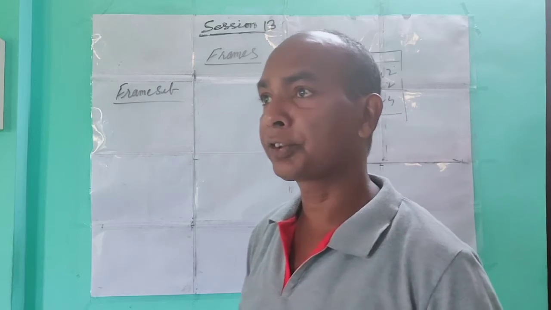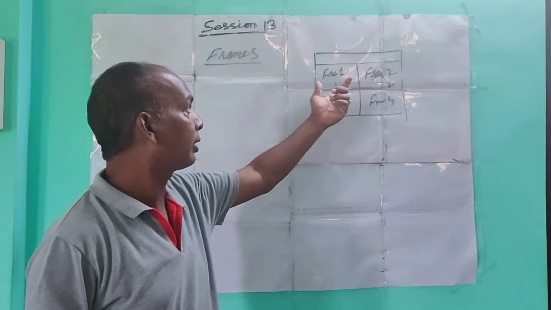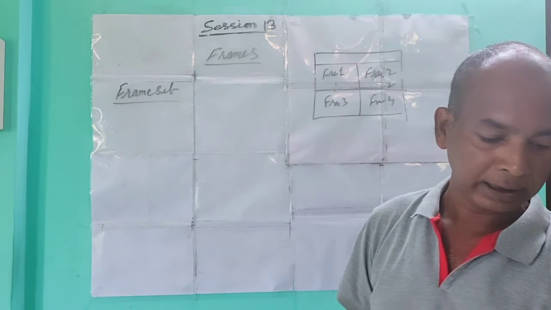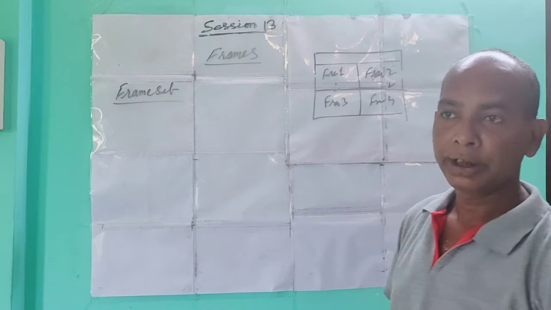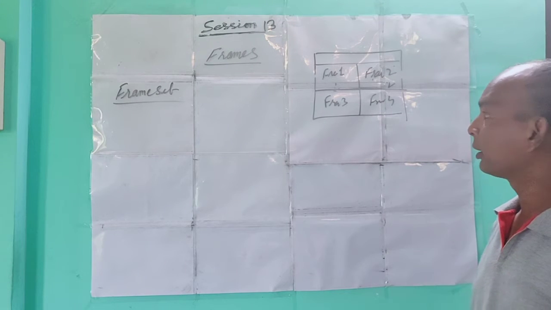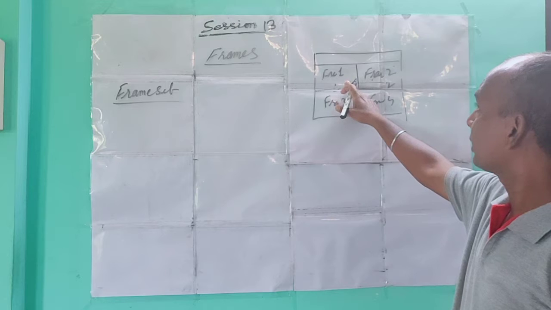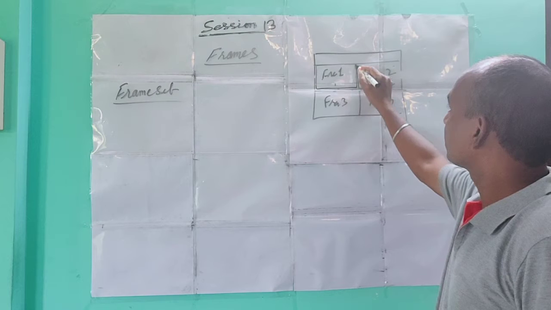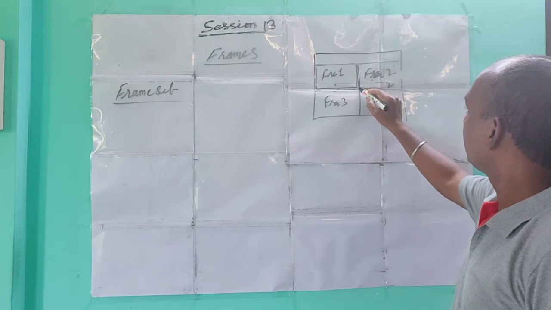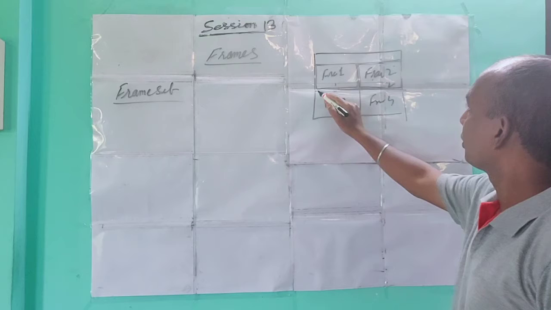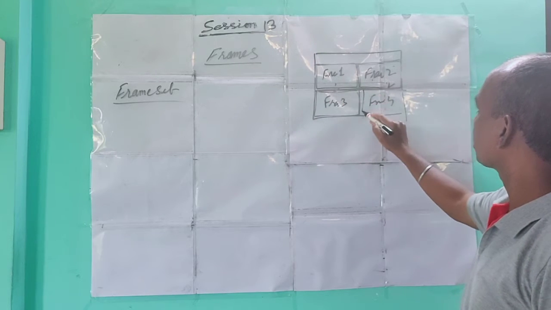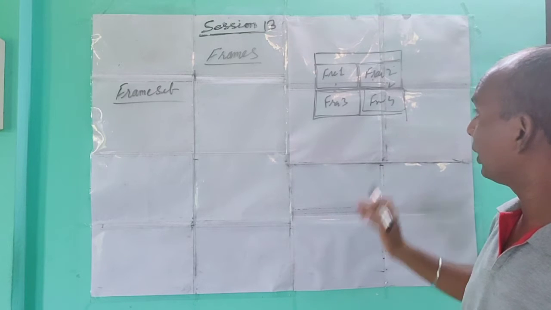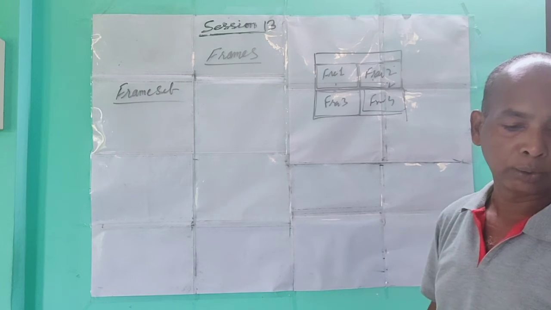So frames divide the screen into several rectangular areas. Each frame contains an HTML document. For this frame we can create a different web page, for this frame a different web page, and for this one another web page. So here you have to create different web pages in a single window.